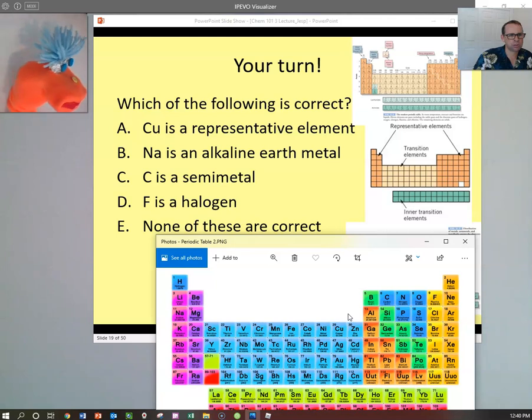C, let's see. Carbon isn't on the staircase. It's not a semi-metal. It's a non-metal. So D, right?